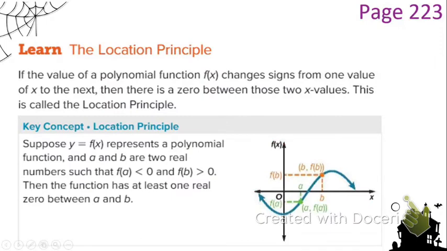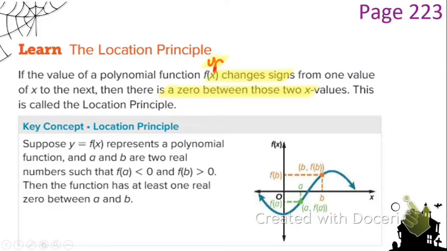Okay, so this is called the location principle. What this says is that anytime y, so where it says f of x, can you write y? Because f of x is the same as y. So whenever y changes sign, meaning that it goes from a positive to a negative or from a negative to a positive, there is going to be a 0 between those two x values.